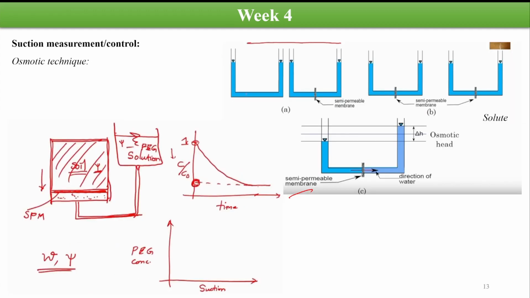Then there are other techniques such as the osmotic technique we have studied. In this technique, we make use of the osmotic pressure in which a semi-permeable membrane is provided here, and some kind of solute is here, and this semi-permeable membrane allows the water particles to go from one side to another, but not the solute particles. Based on that, we can calculate the value of the osmotic suction in this technique.